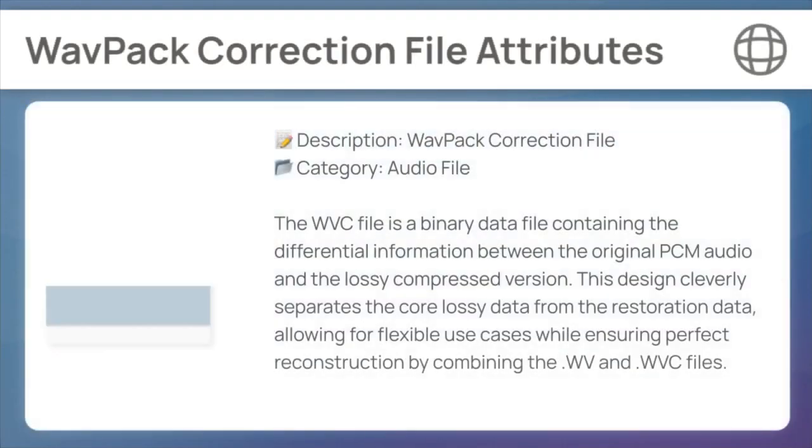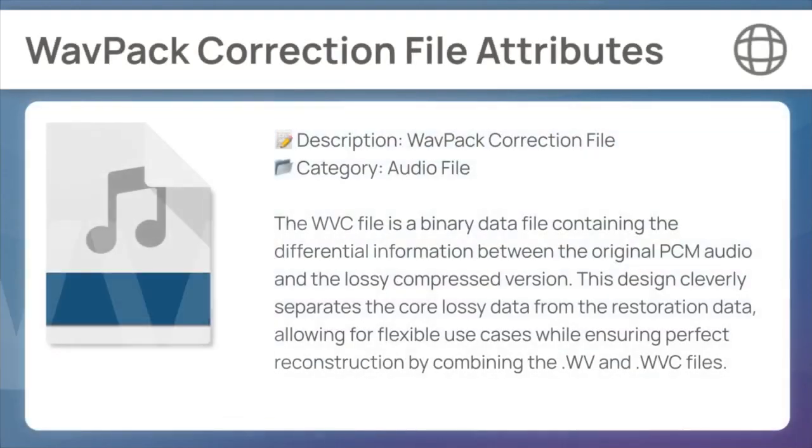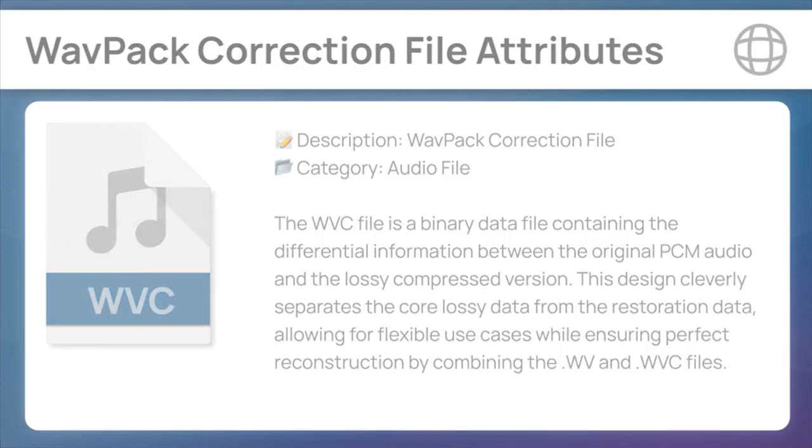The WVC file is a binary data file containing the differential information between the original PCM audio and the lossy compressed version. This design cleverly separates the core lossy data from the restoration data, allowing for flexible use cases, while ensuring perfect reconstruction by combining the .wv and .wvc files.